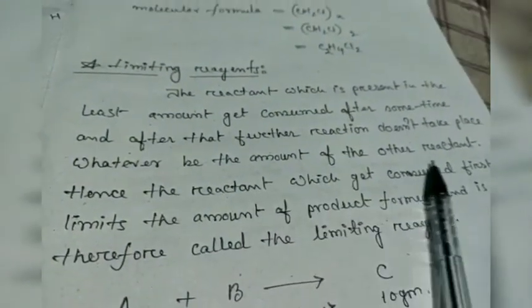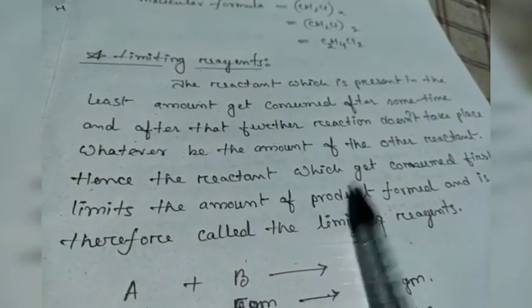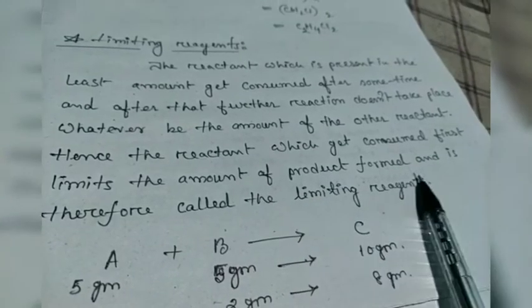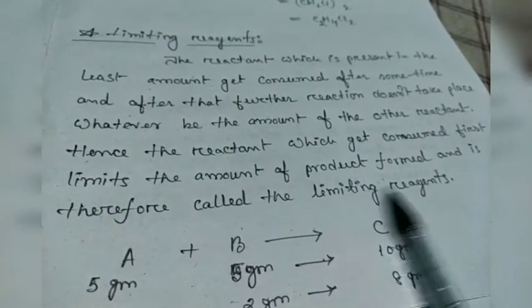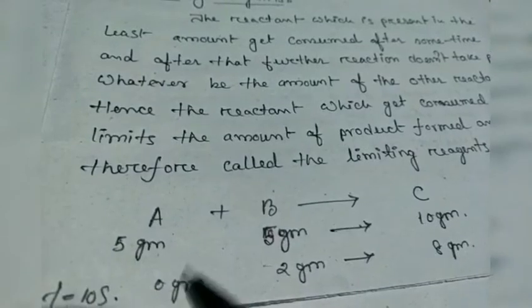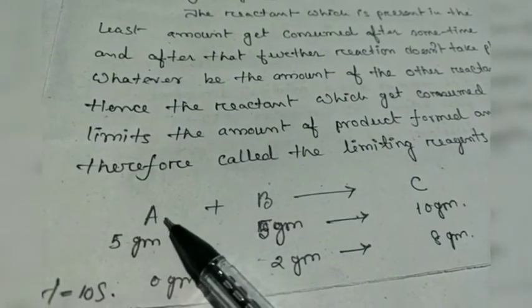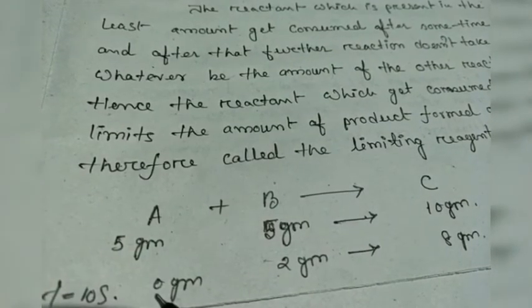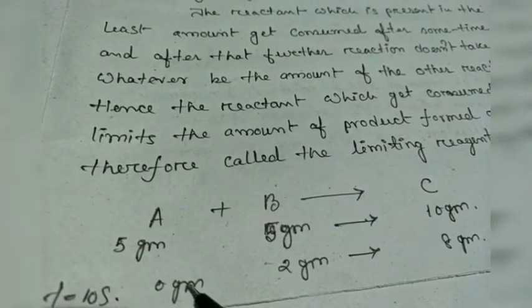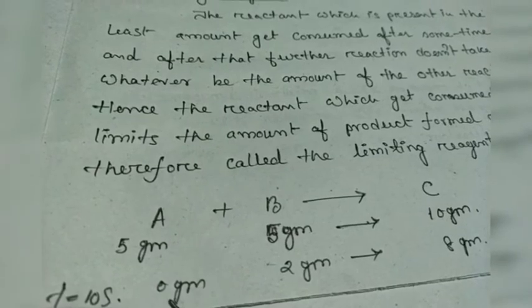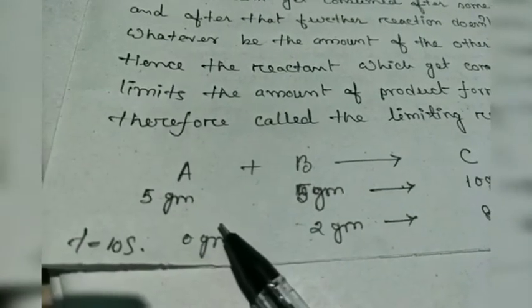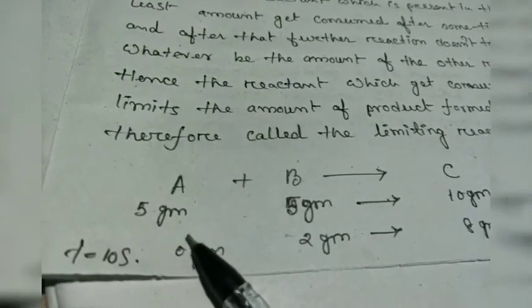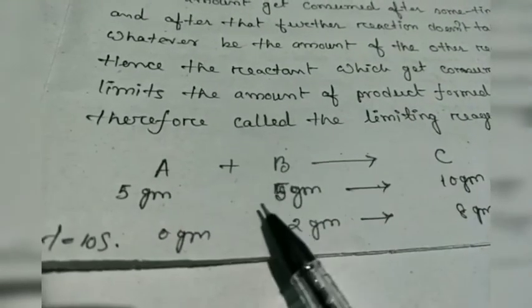Whatever be the amount of the other reactant, the reactant which gets consumed first limits the amount of product formed and is therefore called the limiting reagent. So this reagent A gets consumed fast and reaches 0 gram, there is no amount of A in the vessel. So reagent A is called the limiting reagent of the reaction.